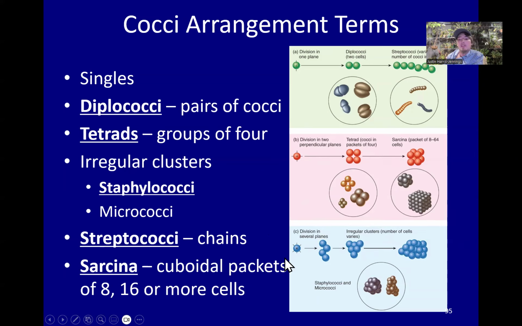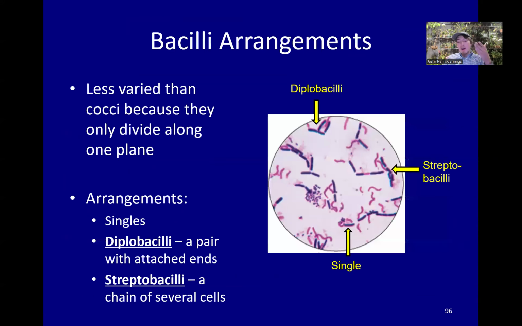And then if you have too many planes of division, you can get abnormal divisions that create these cluster-like looks. This is what's called staphylococcus. A lot of the time you're going to be comparing staphylococcus to streptococcus, so you need to understand what these prefixes mean for how the bacteria look.